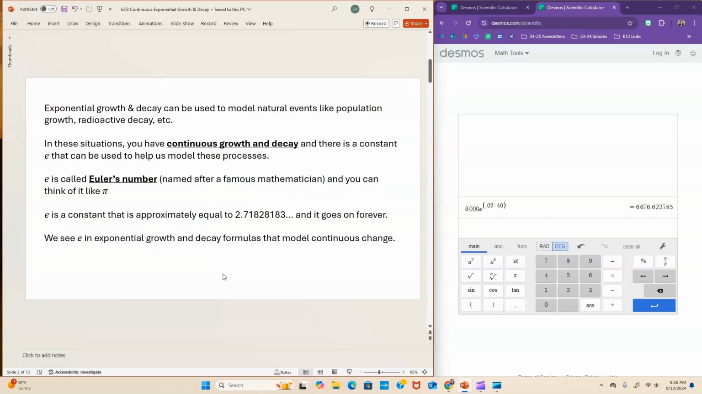e is a number called Euler's number. It's actually named after a very famous mathematician, and you can think of it like pi because e is representing a specific number. It's a constant that's approximately equal to 2.718281828, and just like pi, the digits go on forever. So we see e being used in exponential growth and decay formulas that model continuous change.